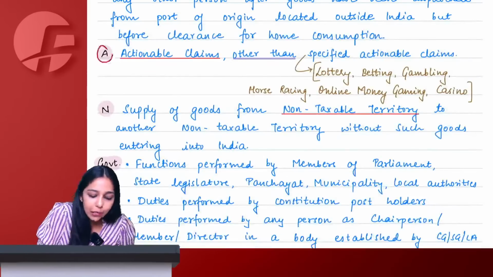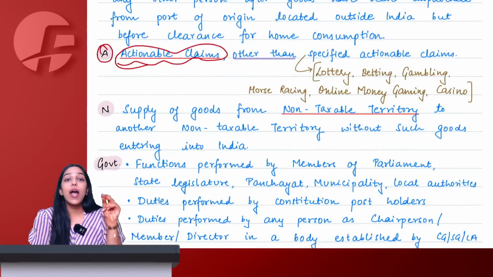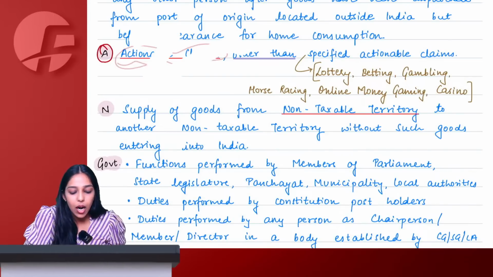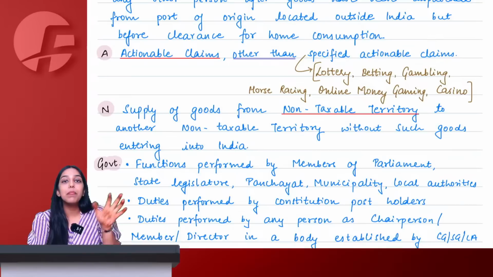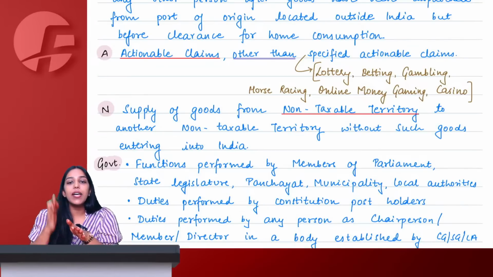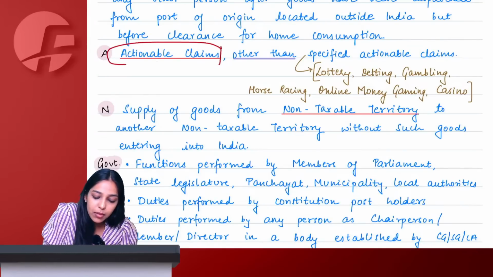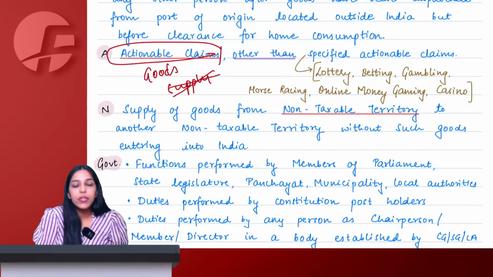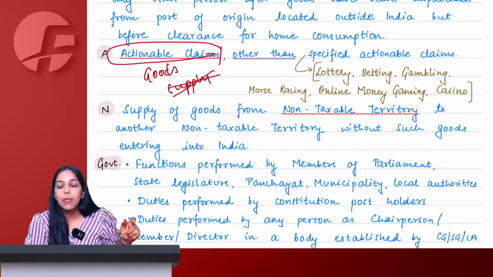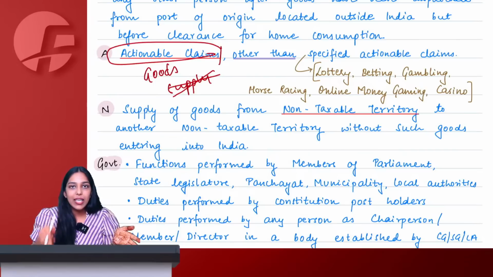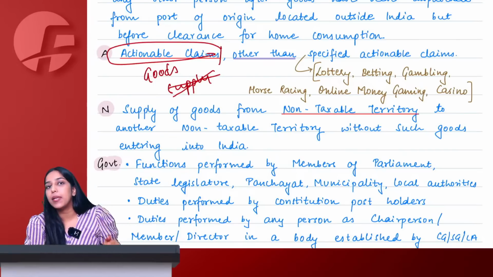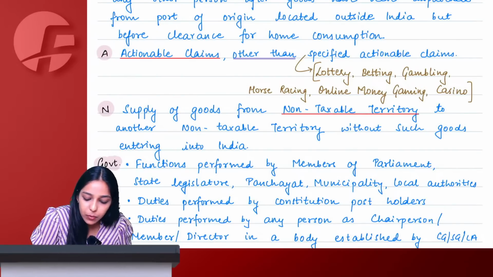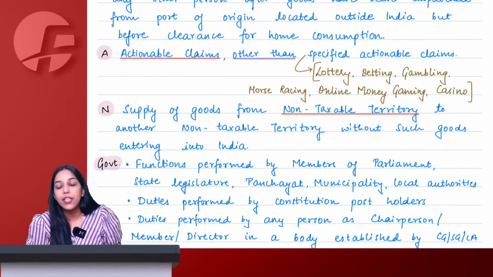Okay, then A for actionable claims. So actionable claims according to definition are goods, but other than specified actionable claims. So we are saying all actionable claims are goods, but we want to exclude them from the definition of supply. So actionable claims are goods, but they are in the negative list, and therefore no GST will be applicable on them. But we are saying other than specified actionable claims.